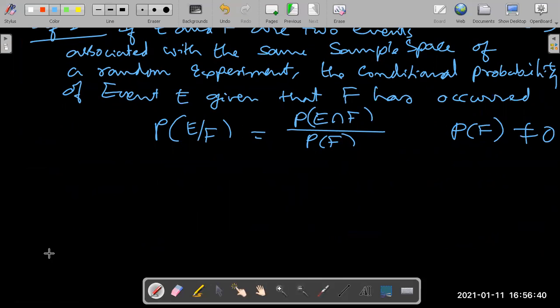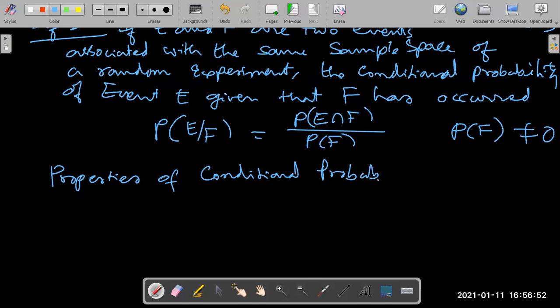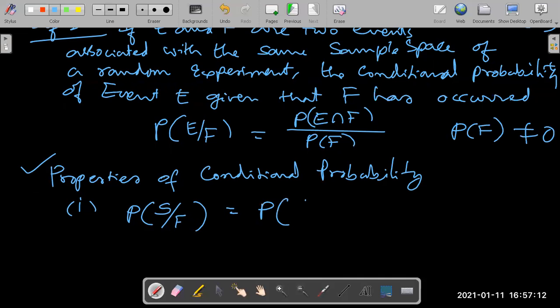So what are the properties of conditional probability? Again, these are all 1 mark questions. I am covering theory, which means it can be a 1 mark question. The first property is the probability of S, the sample space, given that F has already occurred, which is nothing but probability of F divided by probability of F, which is equal to 1.